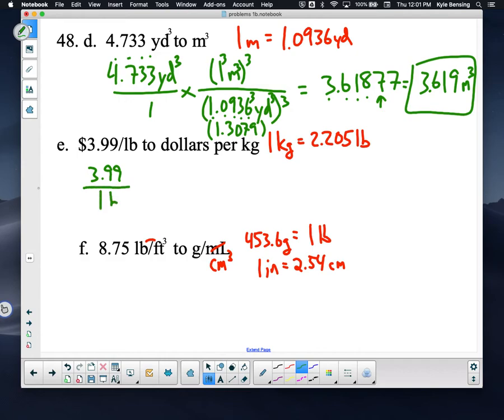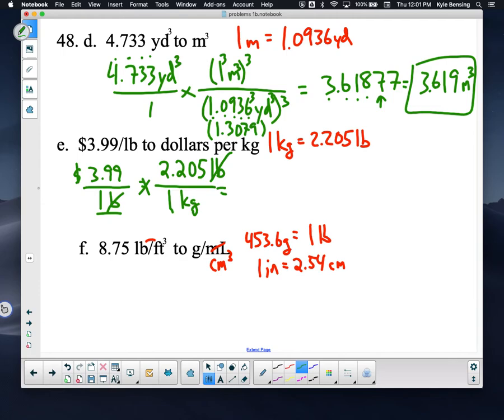3.99 over, and then I put the pounds on the bottom instead of over 1. And then I'm going to change that to pounds to kilograms. And if pounds is on the bottom, then I need to put pounds on top, which is 2.205, there we go, pounds on top, and 1 kilogram on the bottom. And now I'm just multiplying as I go through. These cancel.